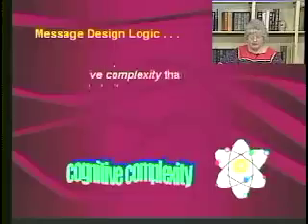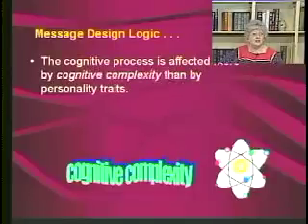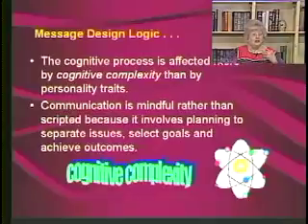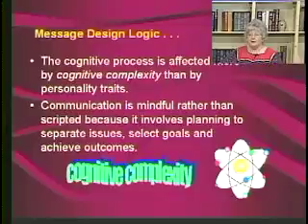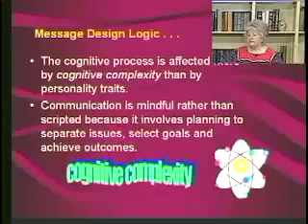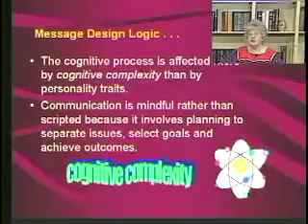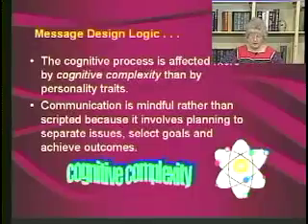Okay, the cognitive process is strongly affected by what's been labeled cognitive complexity, and this has to do with your ability to process and recall these various things, construct these different plans. But cognitive complexity is more than a personality trait. It's a process and involves all these things that we've been talking about in terms of the ability to use scripts, to retrieve information, to use the information that's stored in the brain. And the more cognitive complexity you have, then the better you're able to separate issues, select goals, achieve outcomes.